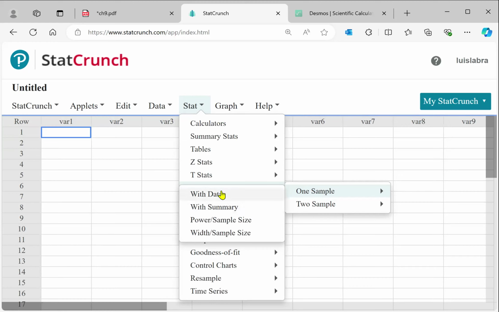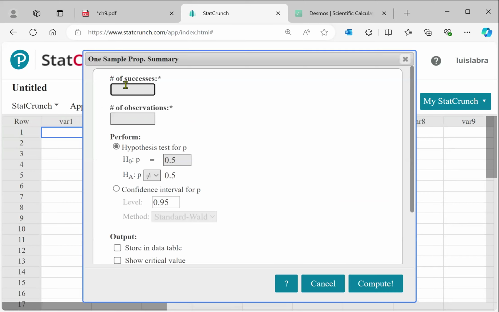Now, do you have data or do you have a summary? Well, I don't have the actual data, right? The actual replies of the 1,700 individuals. I only have the summary. How many said yes? How many said no? And so there we go. Number of successes is 263, and number of observations is 1750. So we're going to type in 1750. And that's pretty much it.